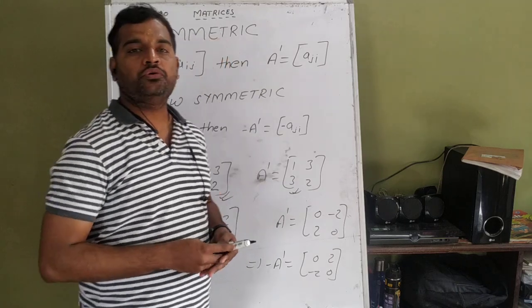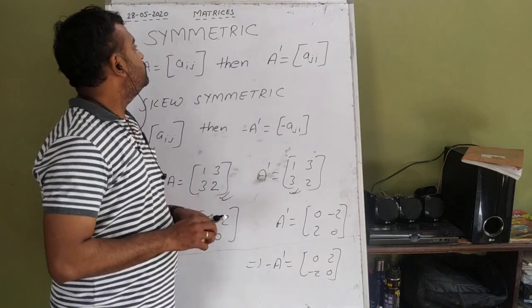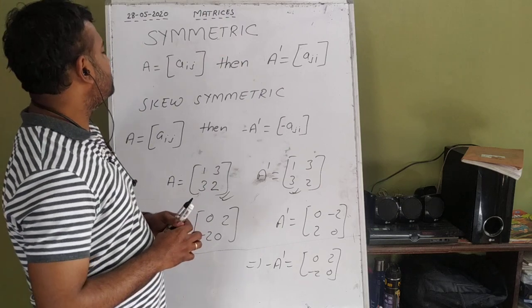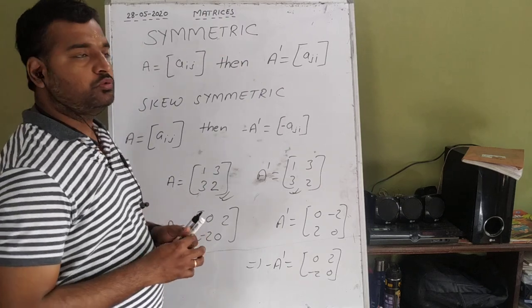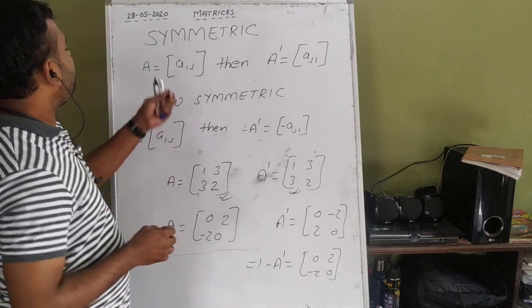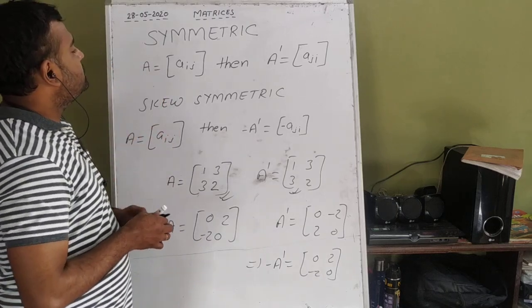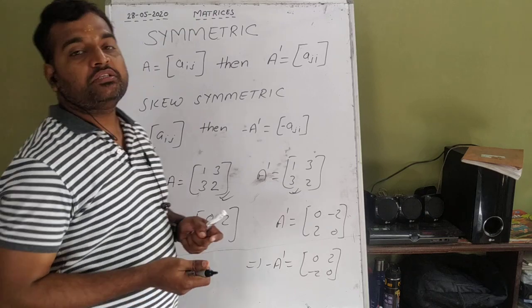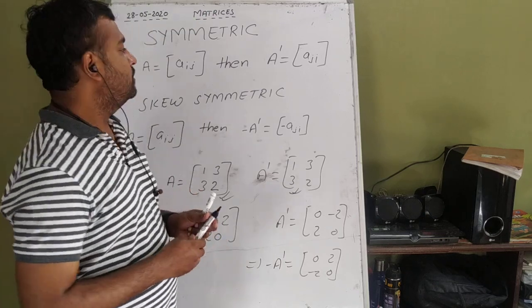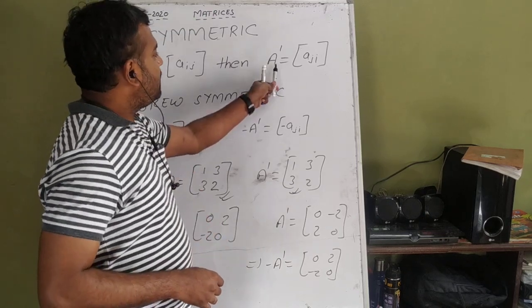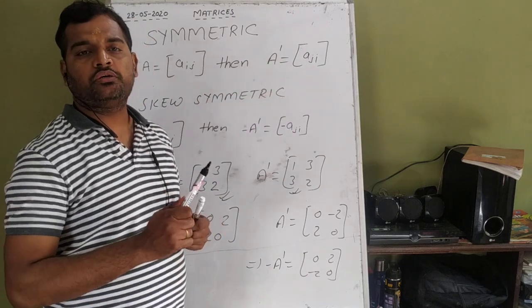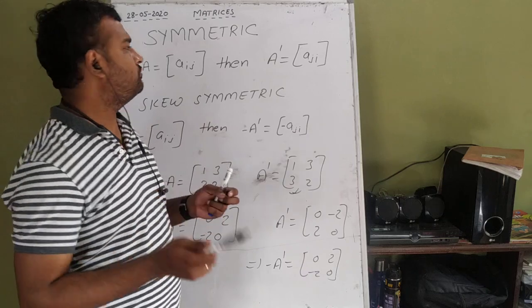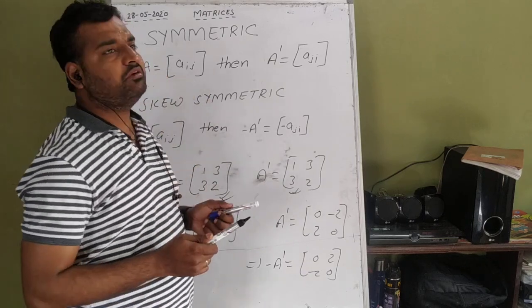In the last video, we have discussed the two points: symmetric matrices and skew symmetric matrices. Let us quickly revise these two points. A square matrix A equals Aij is said to be a symmetric matrix if A transpose is equal to Aji. What was the condition? What was the criteria? How to convert a square matrix to its symmetric matrix?